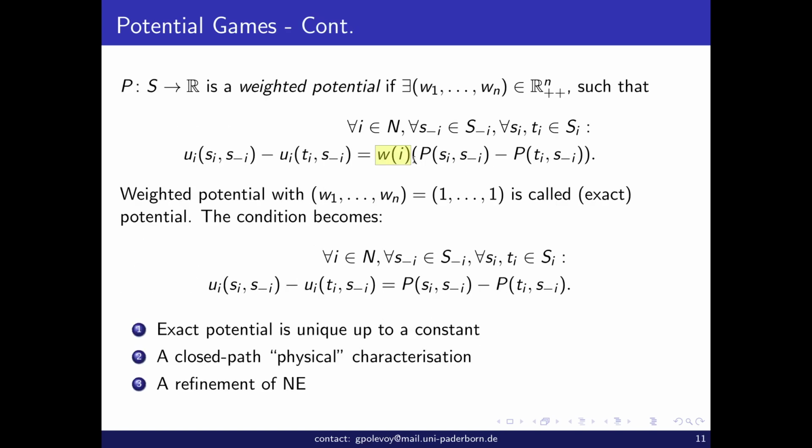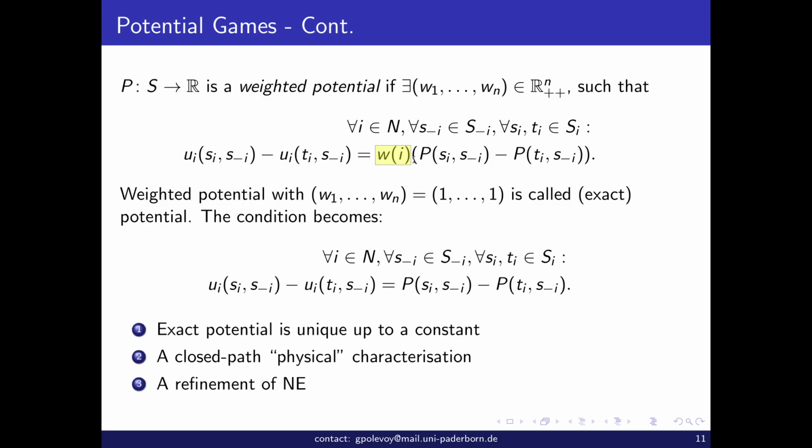In particular, when the vector is ones, so when the potential function exactly traces the change in utility, then this is called an exact potential function. And first of all, we know that an exact potential function is unique up to a constant, unlike, let's say, the generalized potential, or ordinal potential, or generalized ordinal potential, or weighted potential. They are not necessarily unique. The exact potential function, that is unique up to a constant.